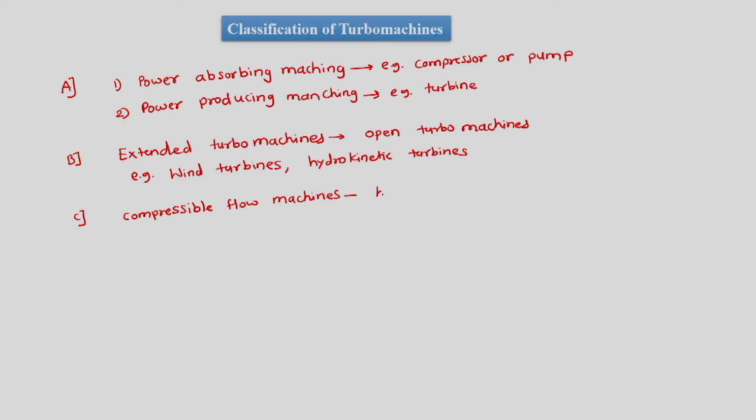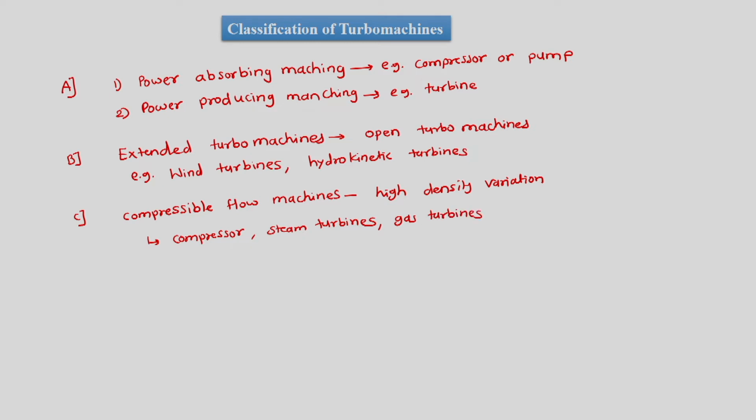So the machines which deal with high speed flows or which encounter large density variation are called compressible flow machines, and the examples are compressors and steam turbines and also gas turbines.